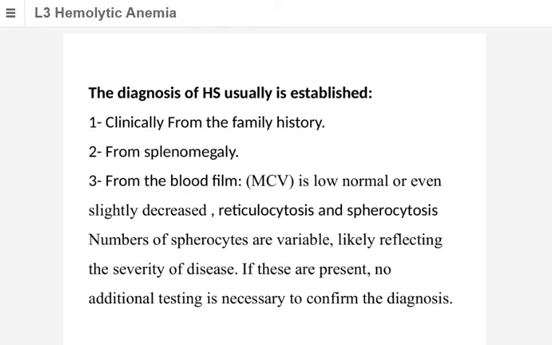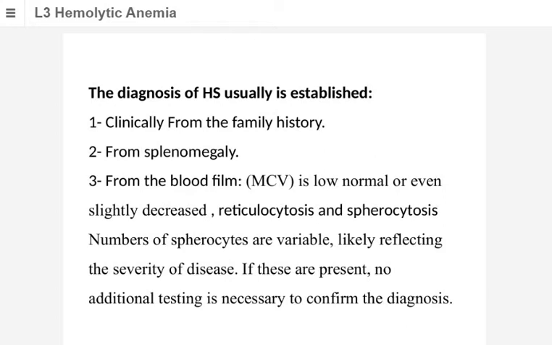The diagnosis of hereditary spherocytosis is usually established from history, clinical examination showing splenomegaly, and laboratory investigation of the blood film. The mean corpuscular volume is normal or even slightly decreased. The number of spherocytes is variable, likely reflecting the severity of the disease. If the spherocyte count is greatly increased, it means severe disease, with moderate or few spherocytes in mild cases. If these are present, no additional testing is necessary to confirm the diagnosis.